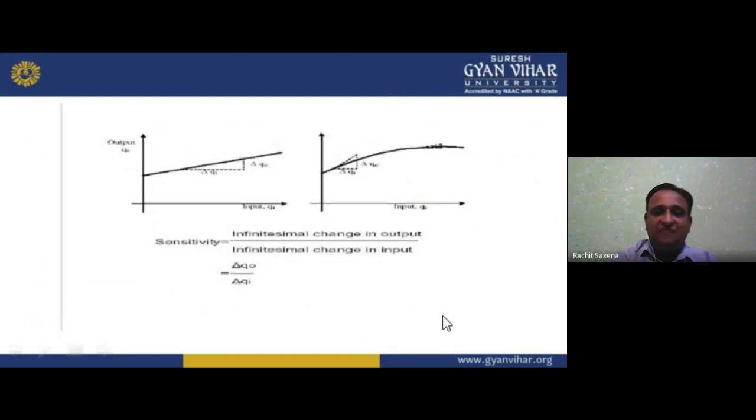Now see, it is showing you a diagram with Q naught and QI, input and output. It is linear, but here having some deflection. So we can calculate it like this: infinitesimal change in output over infinitesimal change in input, so del Q naught upon del QI. Q naught is the output, QI is the input. I hope you understand.